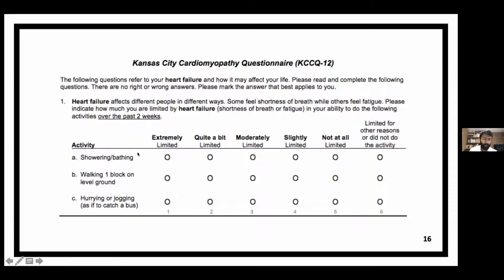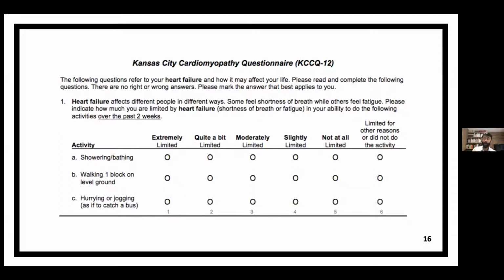So, showering and bathing: extremely limited, quite limited, moderately limited, slightly limited, not at all limited, limited for other reasons, or did not do these activities. Depending on how you score, the higher the score, the better you are, the lower the score, the worse. So we converted this into a voice-based system.